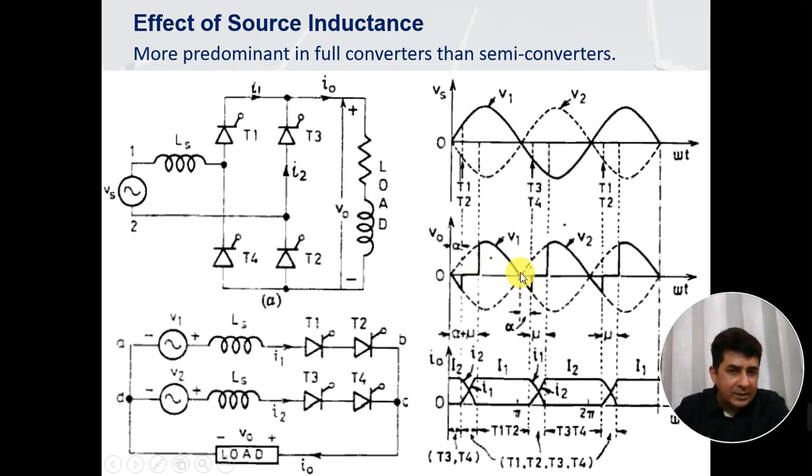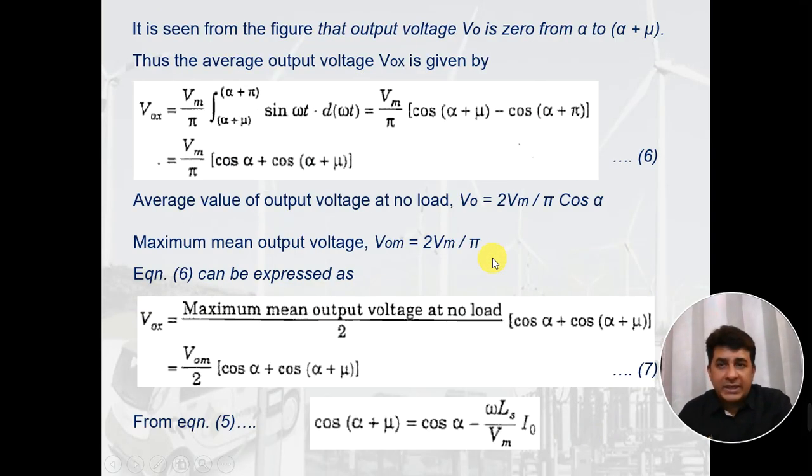Now what is this point? This point is pi. And what is this point? This point is pi plus alpha, because this is again alpha. So the output voltage is available from alpha plus mu to pi plus alpha. I repeat, the output voltage is available from alpha plus mu to pi plus alpha. So if we wish to find the average output voltage, we will integrate Vm sine omega t from alpha plus mu to pi plus alpha, and the periodic time will be pi. If we solve it, we get Vm by pi times cos alpha plus mu.